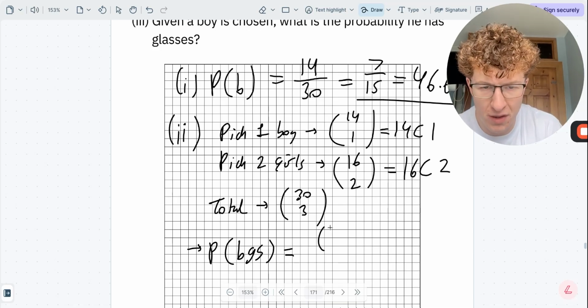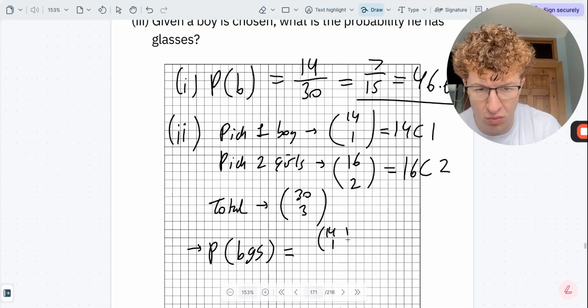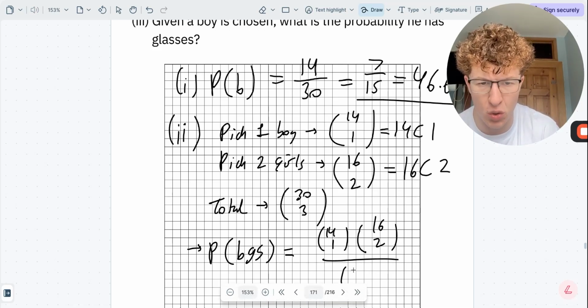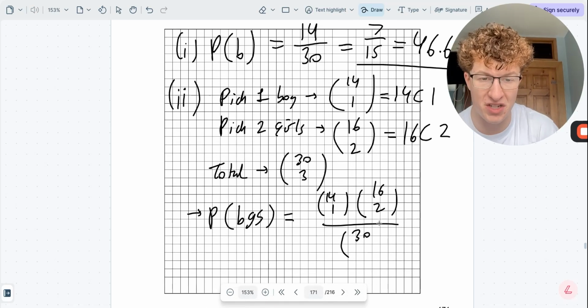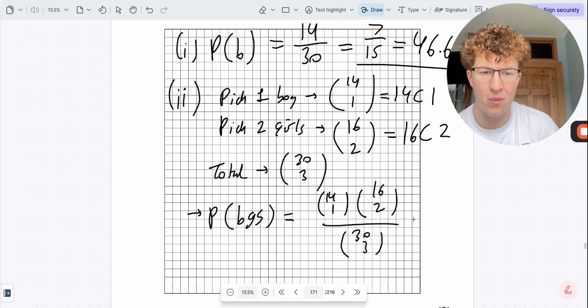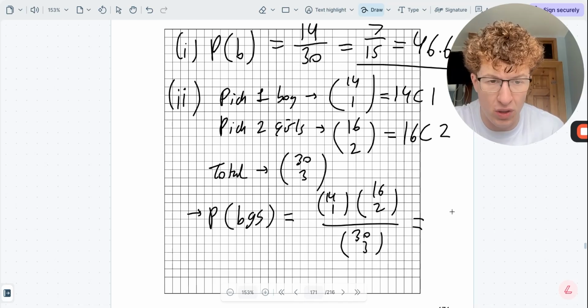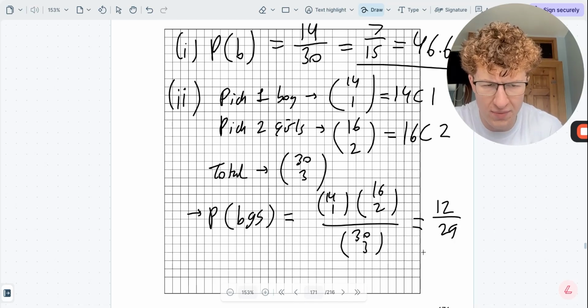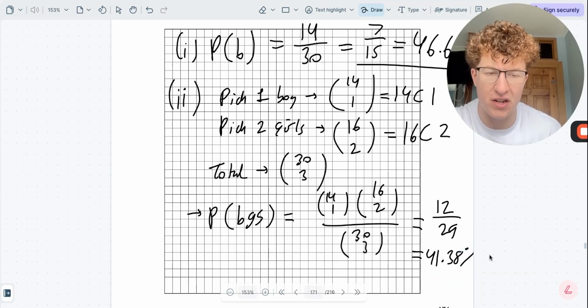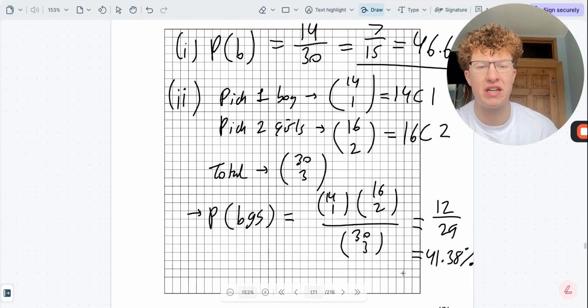So that's going to be 14 choose 1, times 16 choose 2, all divided by the total number of possible combinations, like this. And when you put that into your calculator, that is going to equal 12 over 29, and that is the same as 41.38%. So either the fraction or the decimal again. That one was pretty tricky though.